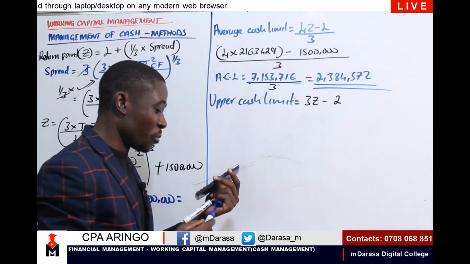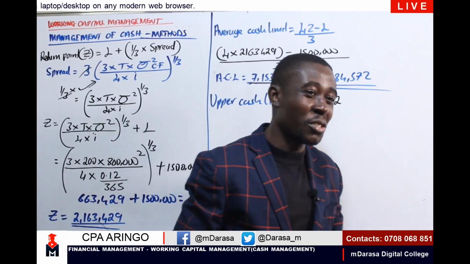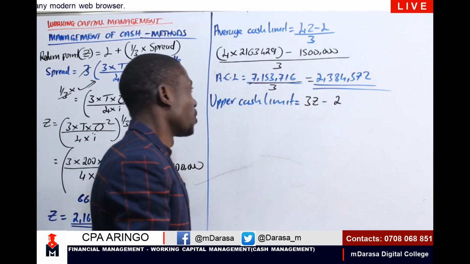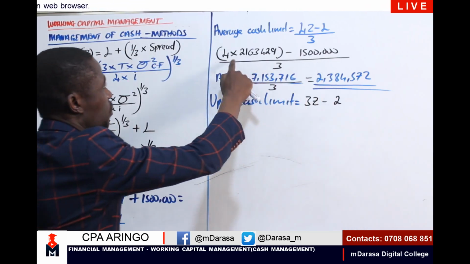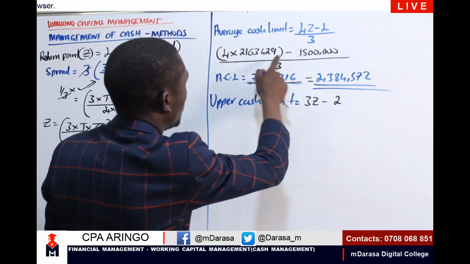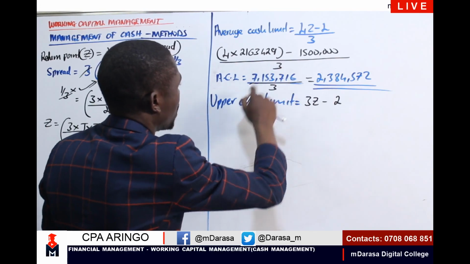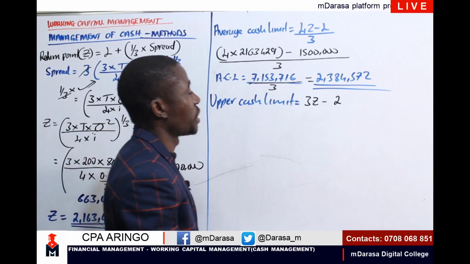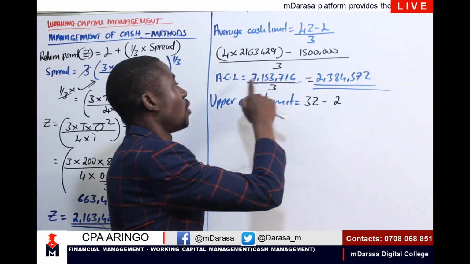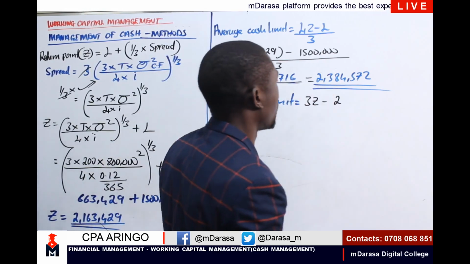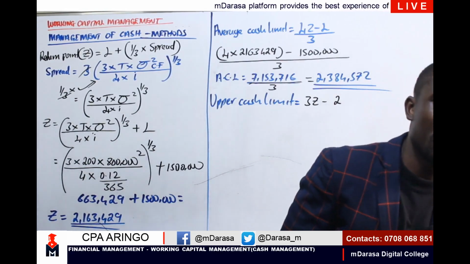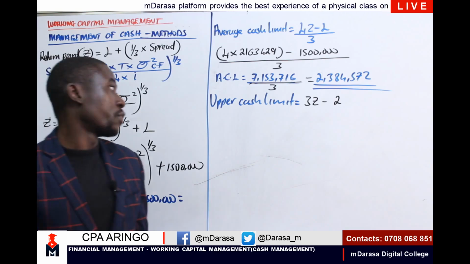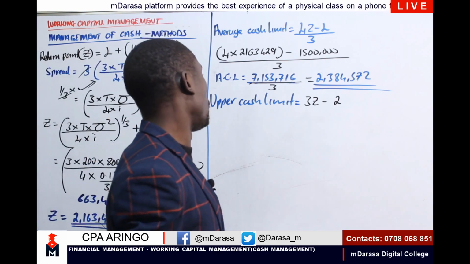In that case, that is where Mwalimu normally tends to say, I just wanted to see if you are following. So basically, this is what we should be having, right? Because we've just taken this figure, minus 1.5, we must divide by 3 for us to get our average cash balance. Without dividing it by 3, of course, you're getting your own things. So at this point, you can agree that our average cash limit is 2,384,572, right?